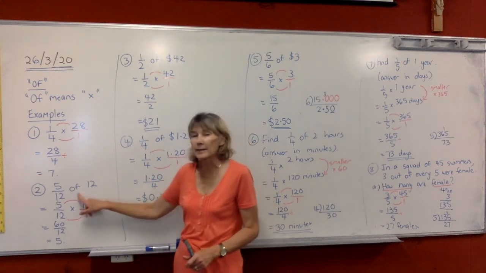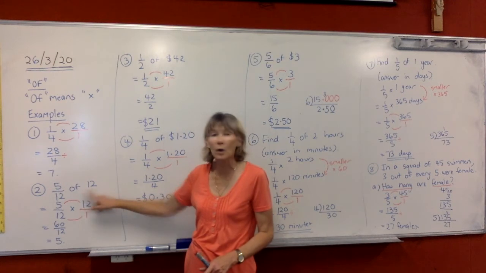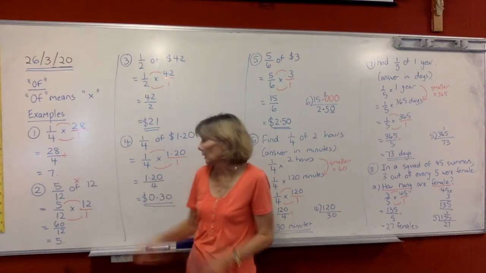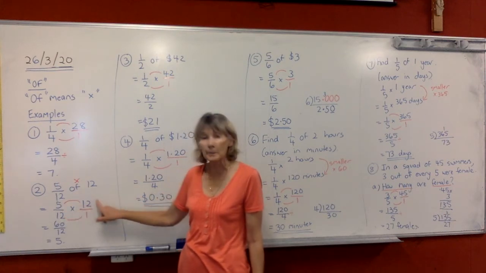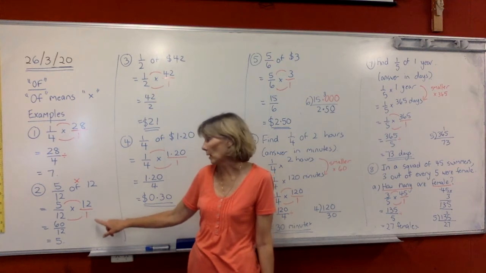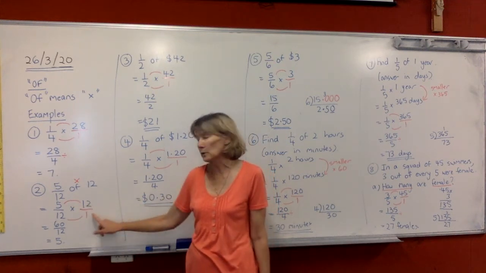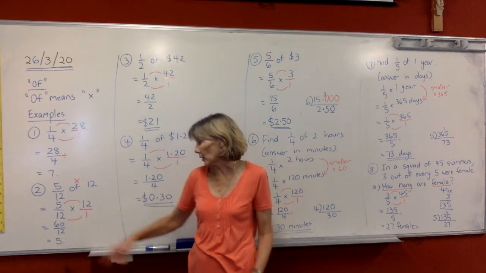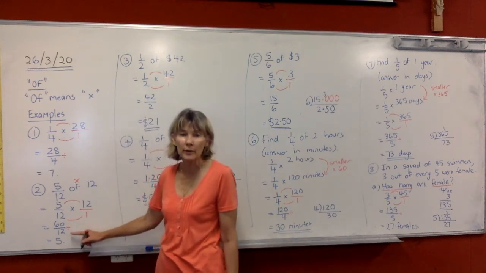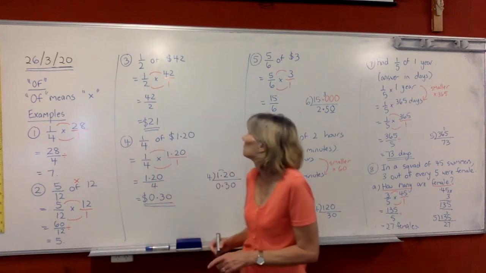So if a question says this, 5/12 of 12, the of is telling you to multiply. So we're doing 5/12 times 12, but remember the whole number has a denominator of 1, times your tops, times your bottoms, and you get 60 over 12. Then do your division. 60 divided by 12 equals 5.